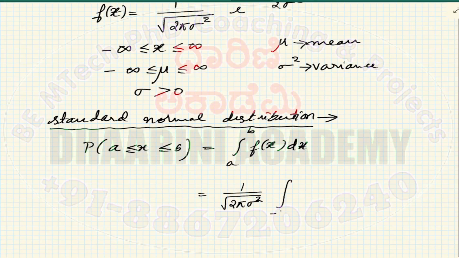So this is the integral from a to b. What is the distribution? It is 1 over root of 2 pi sigma square, which I have taken out of the integration. It is e to the power minus x minus mu the whole square divided by 2 sigma square, into dx.